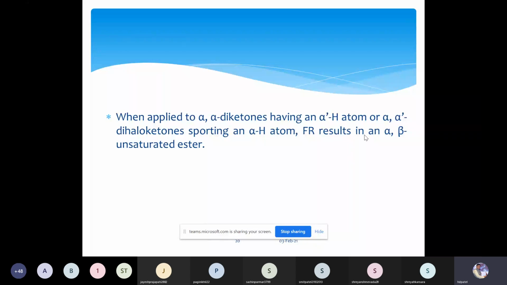In this rearrangement, what is important? Alpha dash hydrogen or alpha H hydrogen should be present. It means next to the carbonyl group, on the carbon, one hydrogen should be present. If such a case is there, then we will get the product, or we can carry out the Favorsky rearrangement. Here we are having the first example.